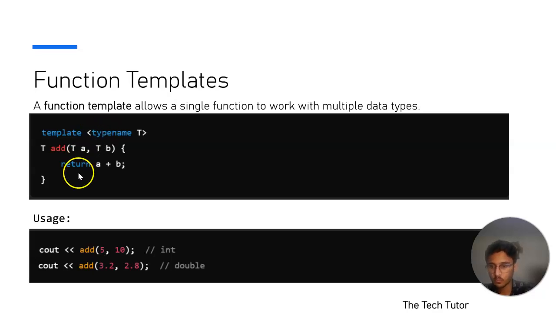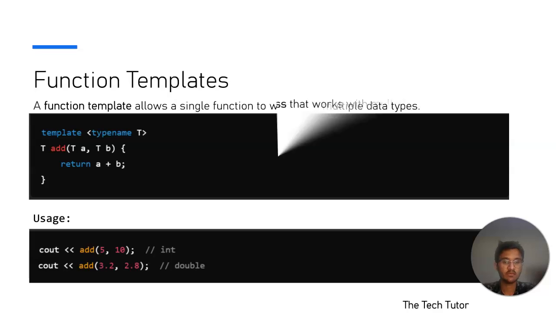Now if we look at the usage over here, you would see I'm calling add with integers, but I'm also calling add with doubles. So as you can see, it works seamlessly for integers, floats, and it's even going to work for doubles. So we don't need separate functions. The compiler generates the correct function based on the type. As you can see, this is a benefit of templates.